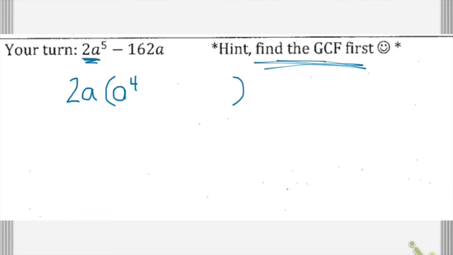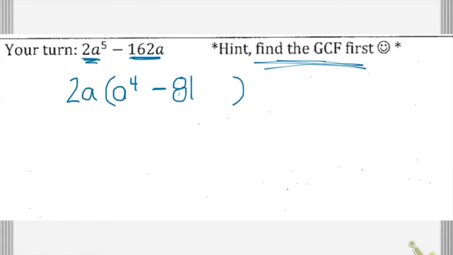Okay, so following the hint, find the GCF first. Our greatest common factor is 2a. So I would pull out the factor of 2a, and that's just like the factoring we've done before. If I pull out a 2a from that first term, I'm going to be left with a to the fourth minus, and then I pull out 2a from this term. So I have 162 divided by 2 is 81.